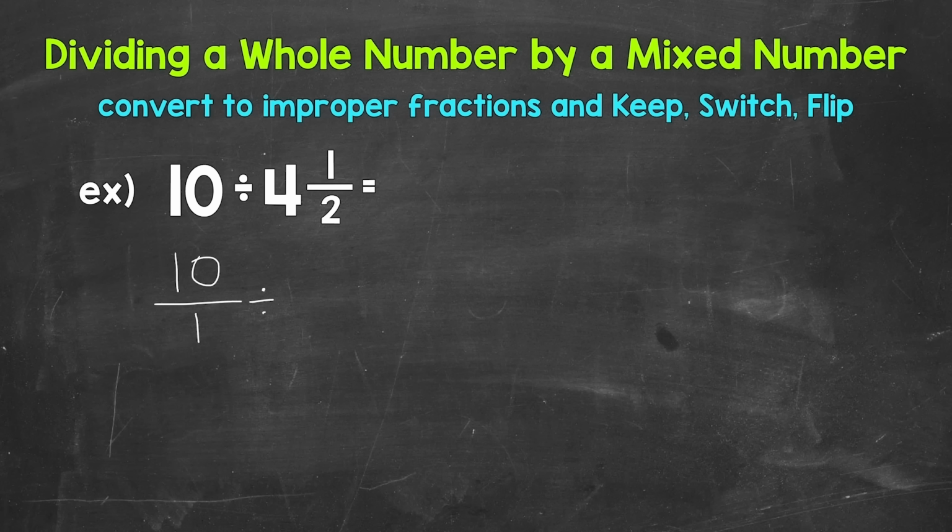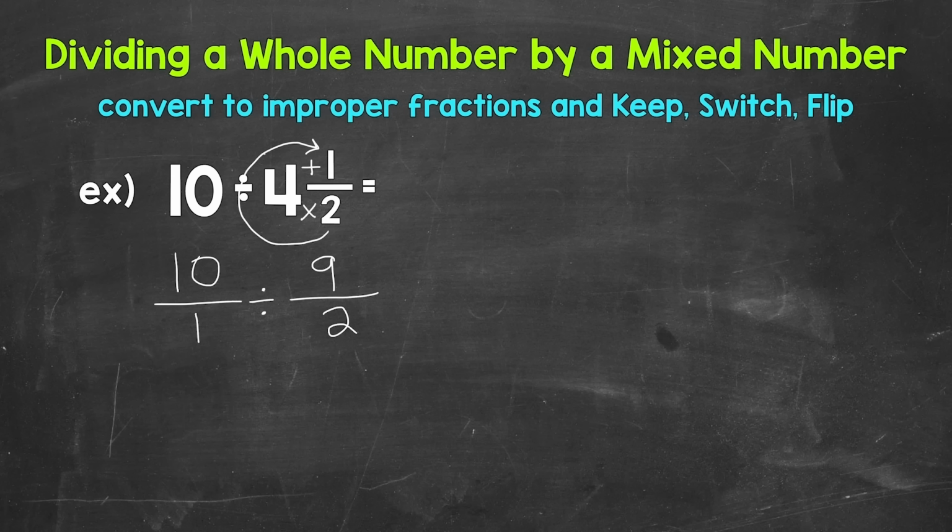Divided by, and then as far as 4 and 1/2, we need to convert that to an improper fraction by working our way up from the bottom. So start at the bottom and work our way up. We multiply and then add. So multiply the denominator by the whole number. So 2 times 4 is 8. And then add the numerator. 8 plus 1 is 9. That's the numerator of our improper fraction. And then keep the denominator of 2 the same. So we have 10 over 1 divided by 9 over 2.